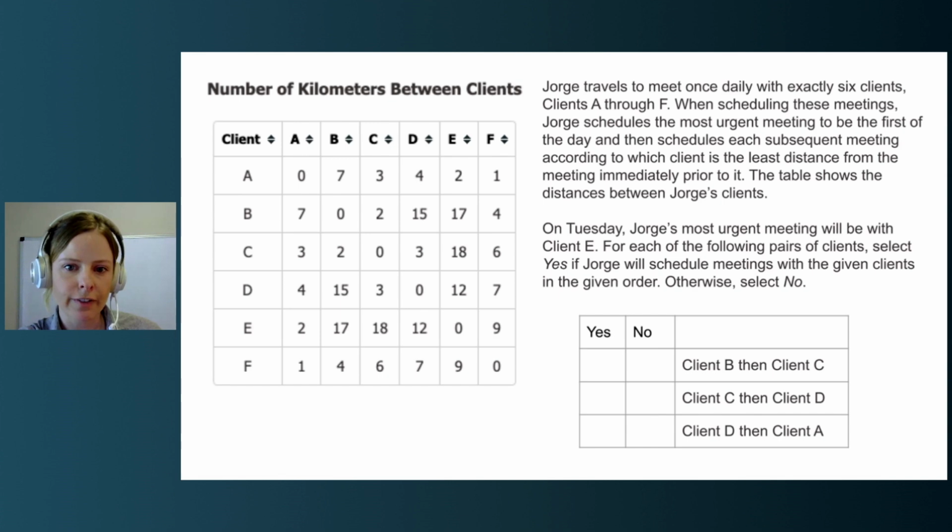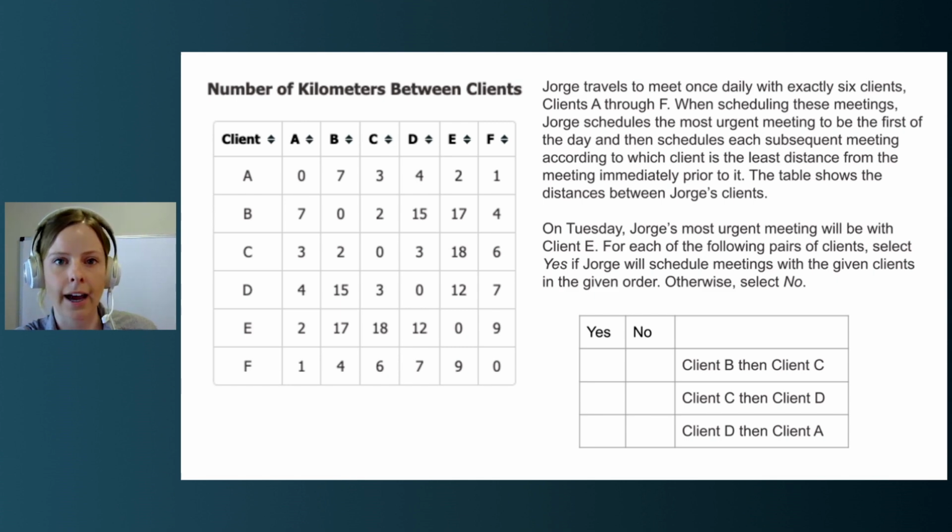So for each of the following pairs of clients, select yes if Jorge will schedule meetings with the given clients in the given order. Otherwise, select no. And then we're given these pairs of clients and seeing, are they in the correct order or not? Now, I think it's clear that he starts with E. It's kind of hard to say right off the bat after that, like how do B and C come along in the order? I can't really see that immediately. What makes sense to me here, we've only got 6 clients.